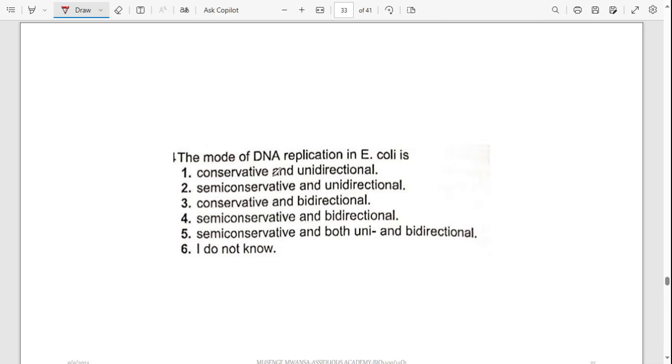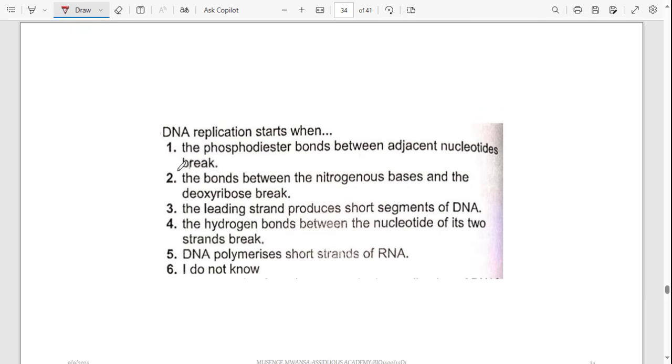The mode of DNA replication in E. coli is, remember, non-conservative, and then it is bidirectional. Actually, semi-conservative. You have a new strand being made, and then the old strand coming in. And then it happens in both directions.